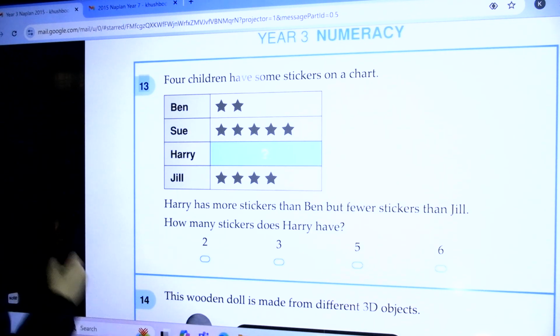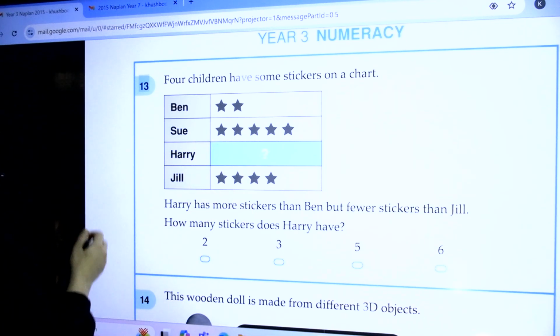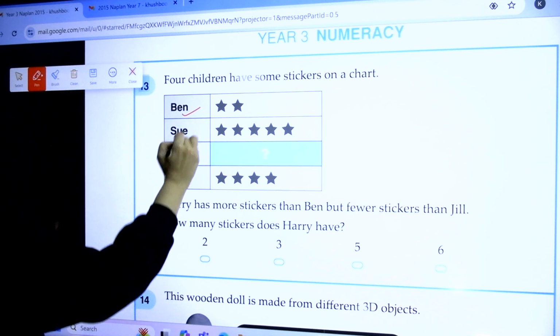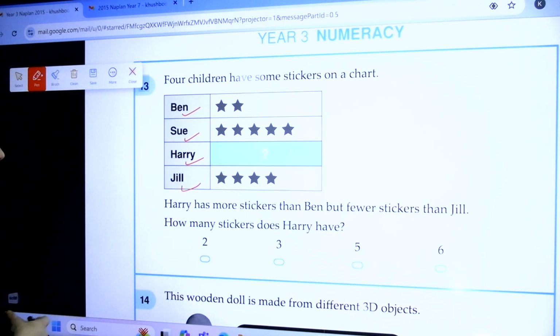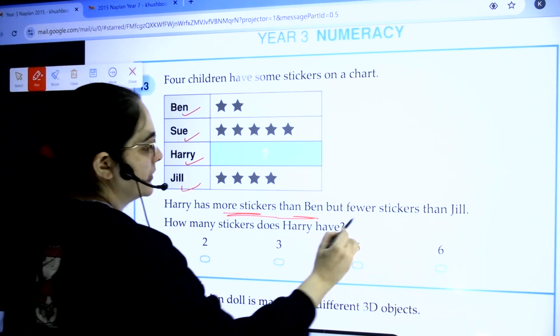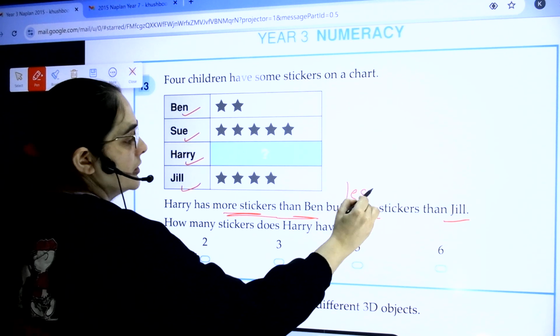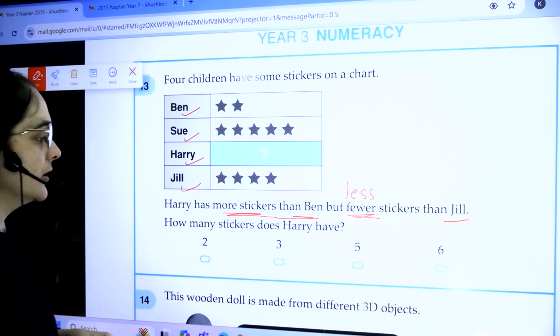13. 4 children have some stickers. So these are the stickers on a chart. So friends are Ben, Sue, Harry, Jill. Okay, Harry has more stickers than Ben, but fewer stickers than Jill. Fewer means less. Okay, fewer means less.